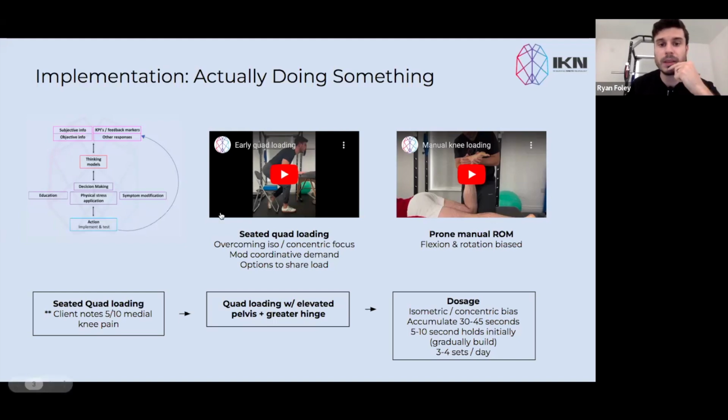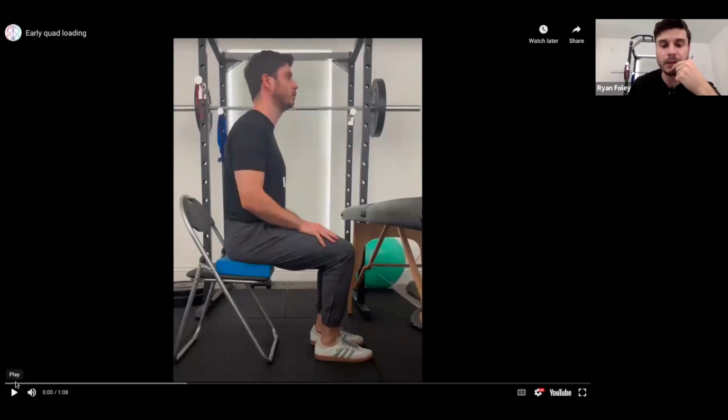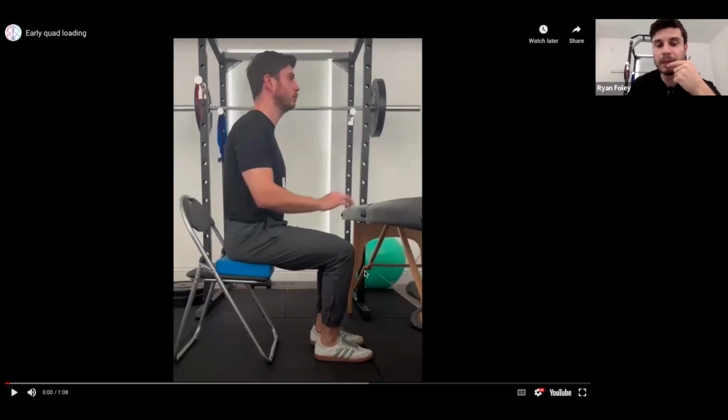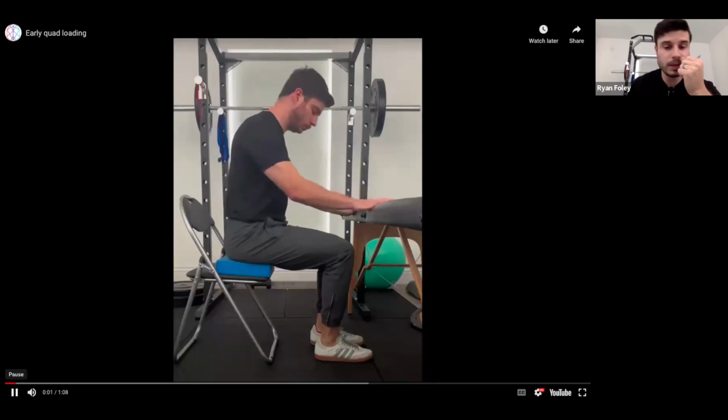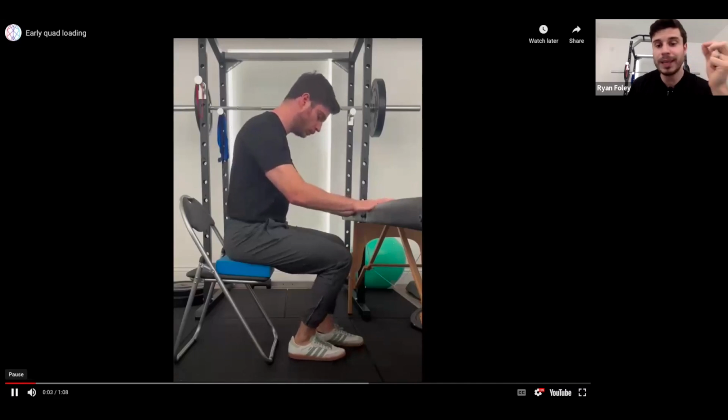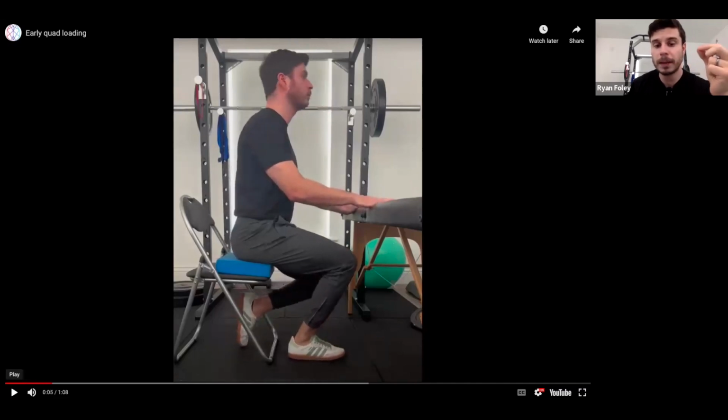But we used this seated quad loading strategy to initially get some load into the quads. So started off here in a seated position with the pelvis at the same level as the knee, table in front. The reason we start with a seated position is because it gets the individual into that bent knee position from the beginning. It makes it much easier for us to set up the shin angle, foot position, pelvic position, trunk position, and then we're using more of a concentric and isometric dominant focus early on.